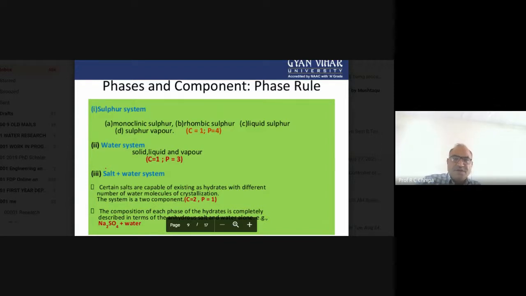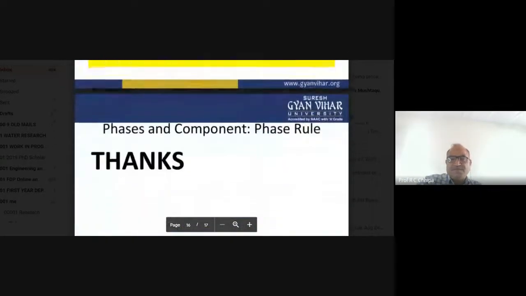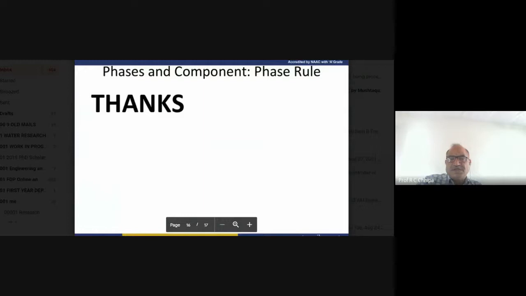So this phase rule is basically to solve problems. This is not to make complications. The answer itself is to give the certain technology.